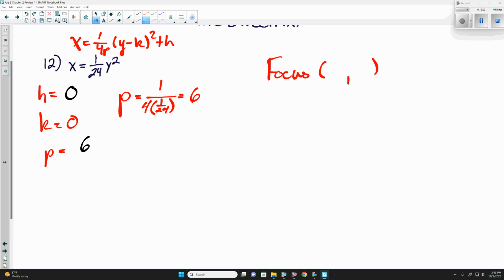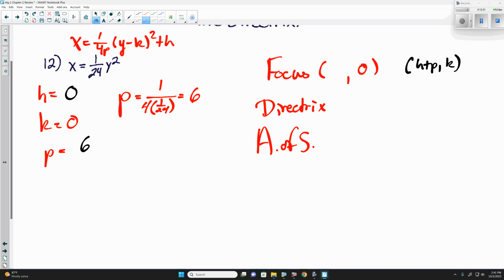Focus. Now for us, because we have x equals, the focus is the point h plus p comma k. Well, our k is just 0. Now we do need to calculate h plus p, which in our case would be 0 plus 6, which is just 6. So the focus is 6, 0.